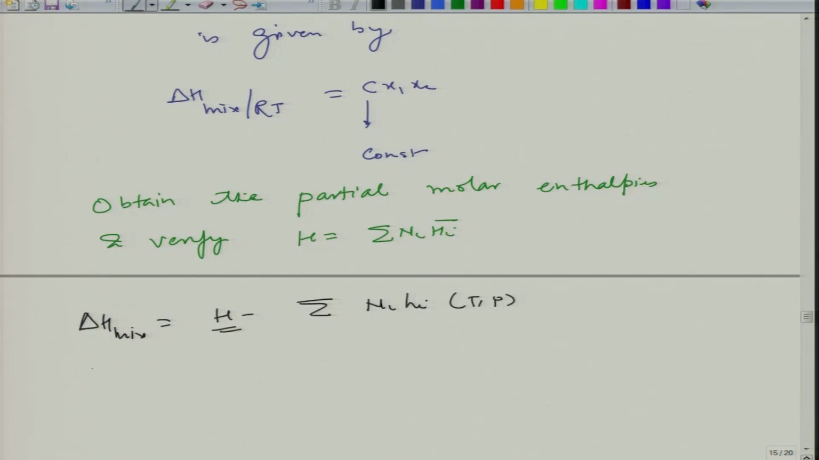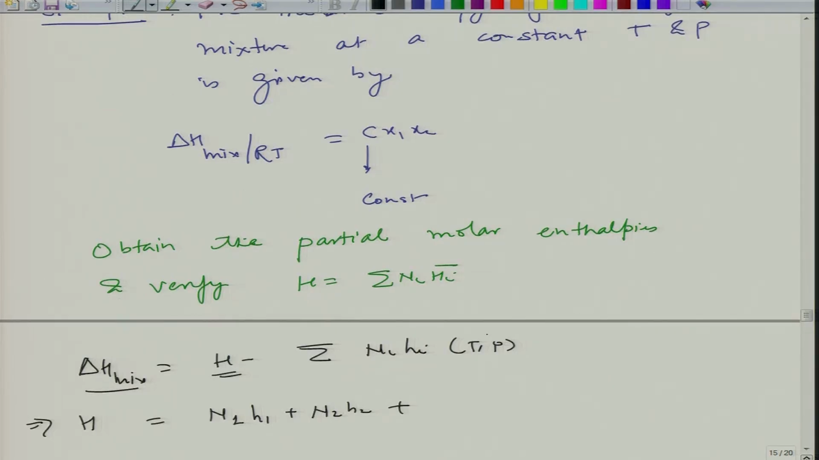Now, I can find from here H is N1 H1 plus N2 H2, because there are two components here. The small h is nothing but the pure molar enthalpy of the pure component plus delta H mix. What is given to us is this delta H mix with an underscore, which means it is a molar delta H mix.